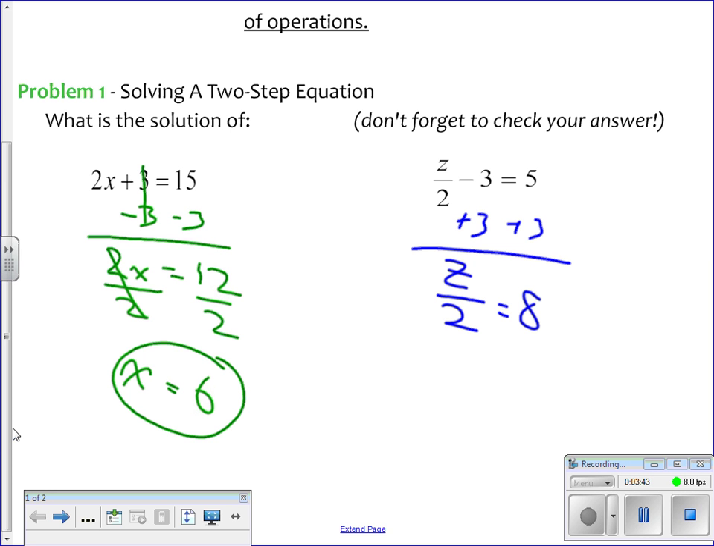Now what? Z divided by 2, the opposite of that is multiplication. Multiply both sides by 2. Times 2, times 2, those cancel. I get z equals 16. You'll notice on my z I have a little mark across it.